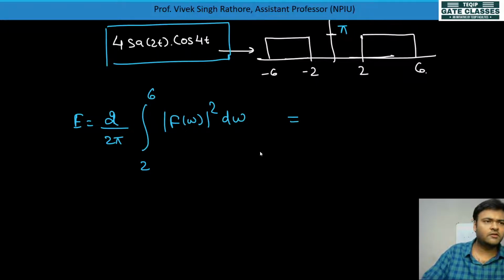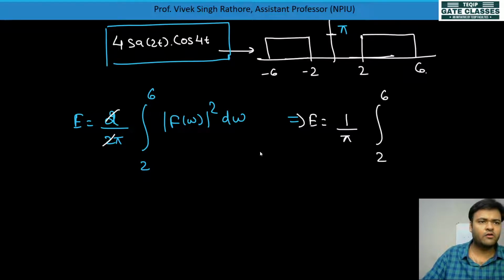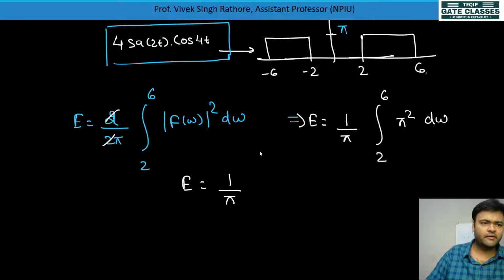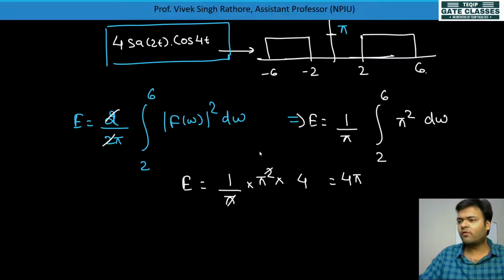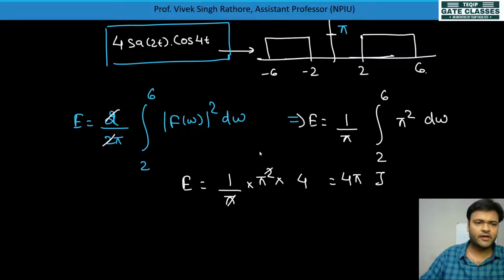So here we can write energy is equal to, 2 cancels, 1 by pi will be there, integral from 2 to 6, and the mod value is pi, so pi square will come, d omega will be there. So energy will be equal to 1 by pi times pi square times (6 minus 2), which is 4, so the answer will be 4 pi. We can write the unit as joule.